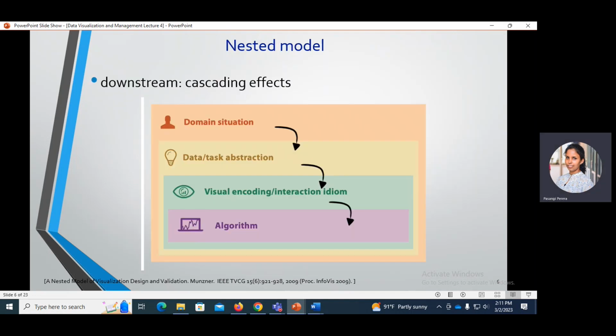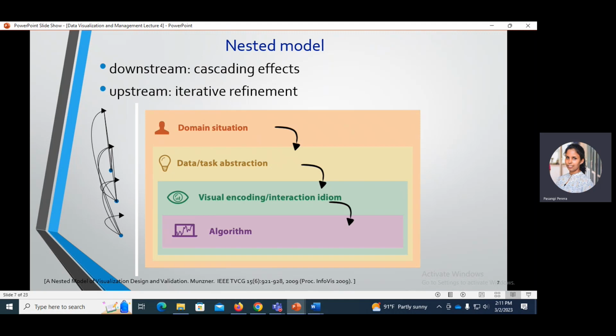If we move to the next slide, as I told you, we have the nested model itself, and here what will happen for the downstream is the cascading effect. From the domain situation, we will move to the data abstraction or task abstraction, and then we might move to the visual encoding and interaction idioms as well. Finally, we have the algorithm to implement. That is what we call the nested model.